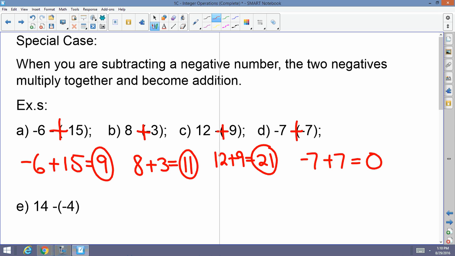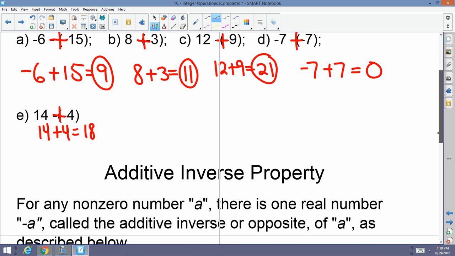14 minus a negative 4. Well, I've really got 14. This minus a negative, that's a negative times a negative, which becomes a positive. 14 plus 4 equals 18, because when the signs are the same, you add and keep the sign.